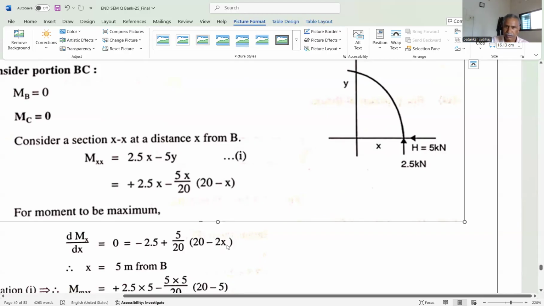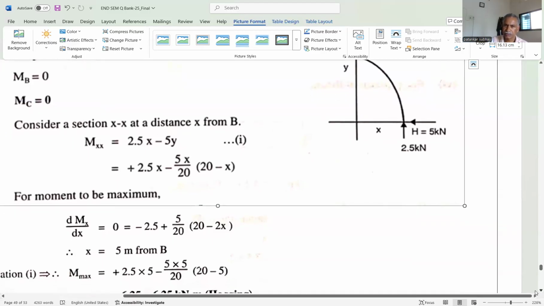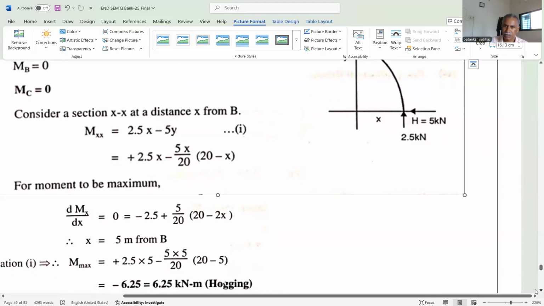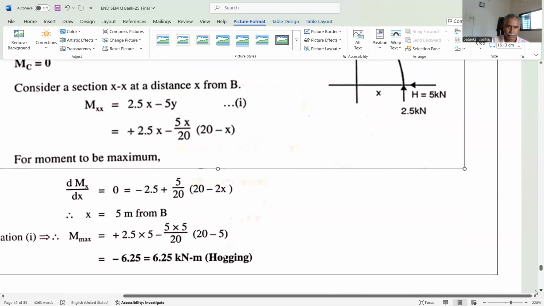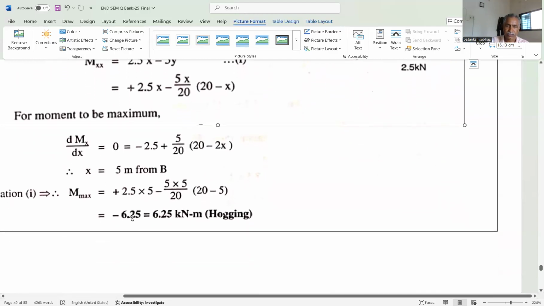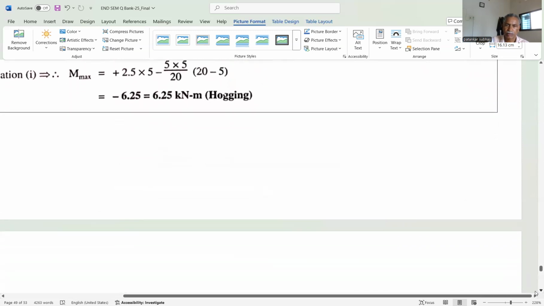Here only one unknown is there, that is x. So we get the value of x: x is equal to 5 meter from the support B. We get the maximum bending moment. But it is not necessary to find this maximum bending moment, because in our problem it is only mentioned to draw the bending moment diagram. When I put x equal to 5 meter in this equation, we get the bending moment, that is hogging, minus 6.25.